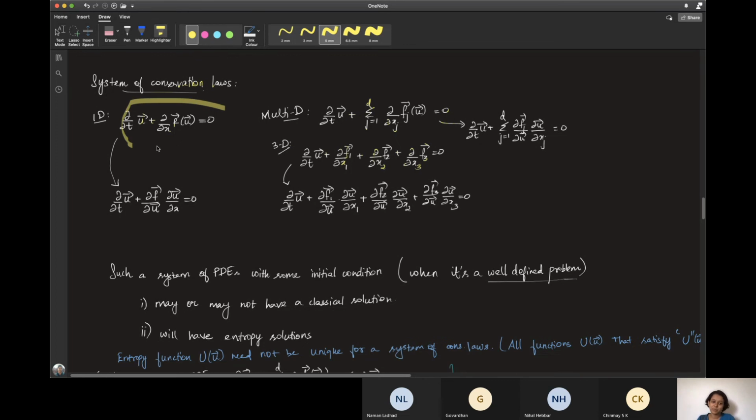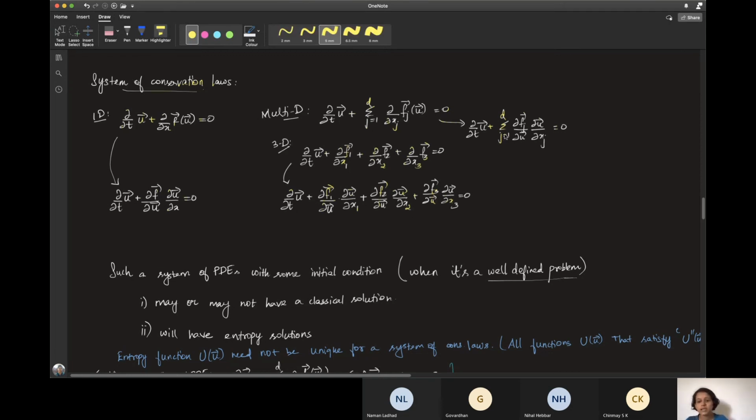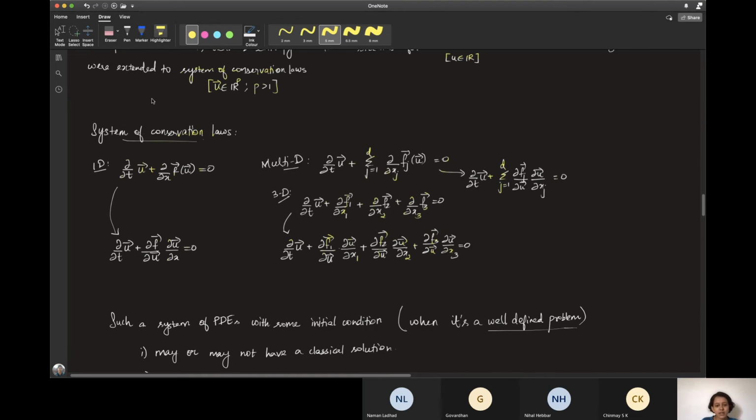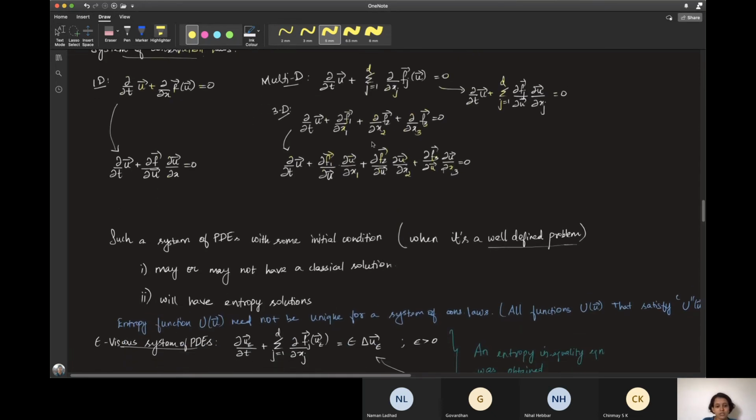So now, similar to what happened in scalar conservation laws, we are writing dou f vector by dou x as dou f vector by dou u vector into dou u vector by dou x. The same goes in all the cases, even for 3D. Even for multi-dimensions, we write something like this. We just put a summation instead of writing things separately, and we say that j runs from 1 to d. That's it. So this is some general system of conservation laws.